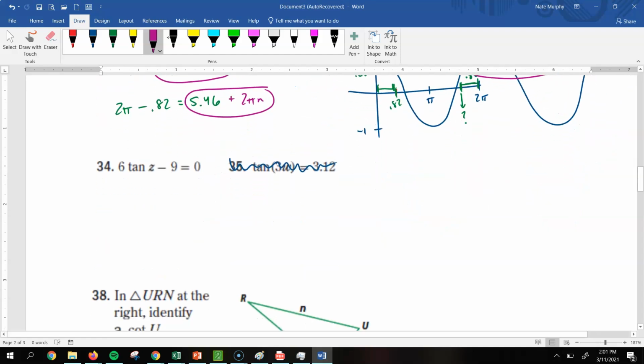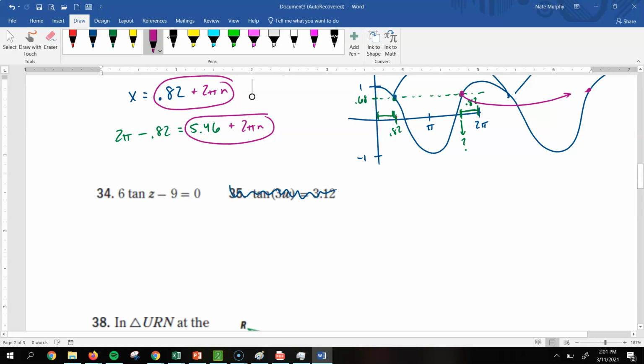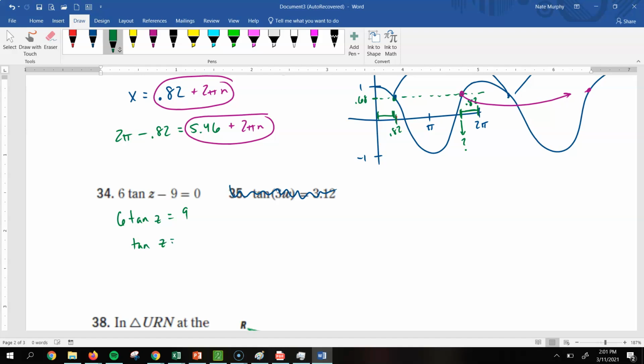All right, let's look at a tangent one of those. So for the tangent, this one's a little different. Now this one involves two steps here. So I'm going to add 9 to both sides and then divide by 6. When I do that, I get 1.5. So to find out what z is, I would take the inverse tangent of 1.5 and I would get 0.98.